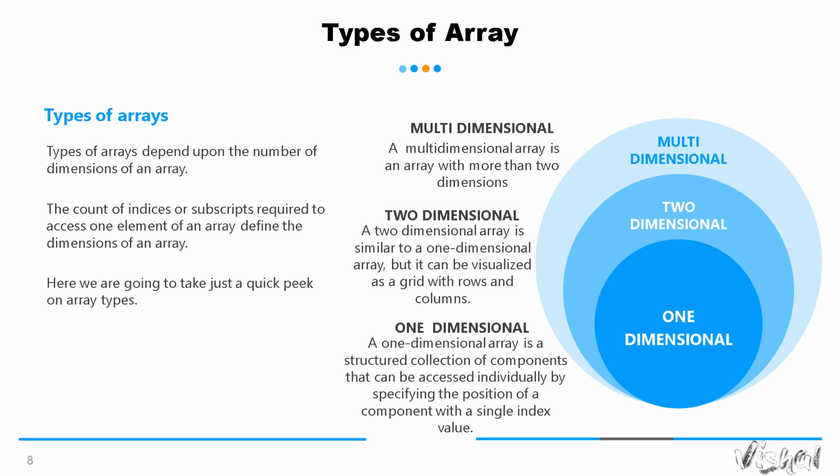The third one is multi-dimensional. A multi-dimensional array is an array with more than two dimensions. It can also be said that multi-dimensional arrays are arrays of arrays. Here the data is stored between, I can say, one dimensional and two dimensional also.